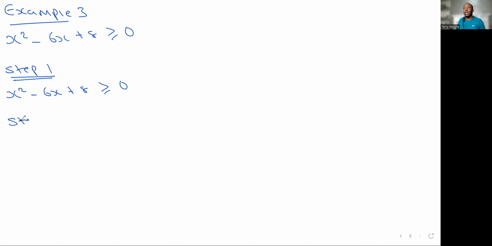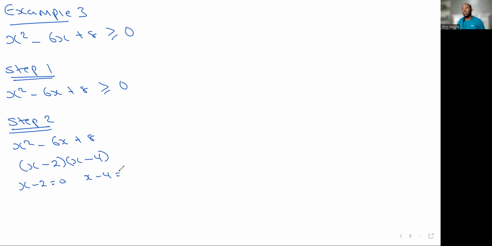Step 2, we then have to solve this. You just ignore the sign there. So we're going to have x squared minus 6x plus 8. I'm going to use the factorization method. I'll look for two numbers that will multiply to give me plus 8, and add to give me minus 6. It's going to be x minus 2 and x minus 4. Okay, so x minus 2 equals 0, x minus 4 is equal to 0. So x will be equal to 2 and x will be equal to 4.